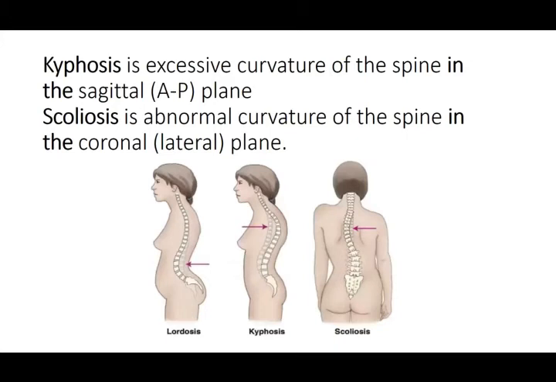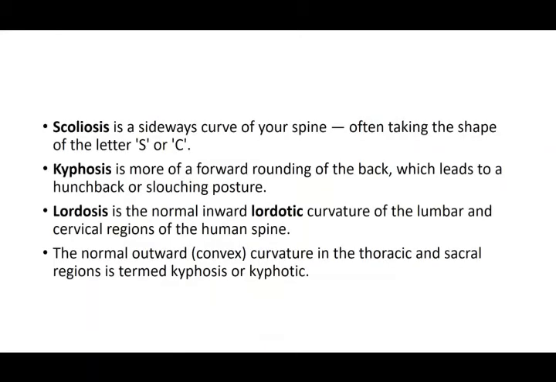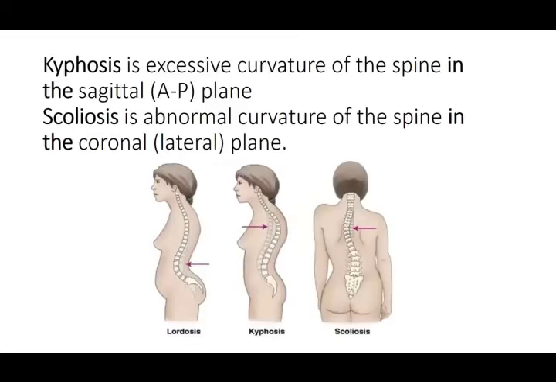kyphosis is excessive curvature of the spine in the sagittal plane. If you see this longitudinally, in the sagittal plane, that is anteroposterior to the body. Scoliosis is curvature of the spine in the lateral one, that is the coronal plane. So kyphosis is the hunchback, posteriorly in the anteroposterior plane. So जिसको आप कुब कहते हैं, that is kyphosis, and scoliosis is side to side, or coronal. If you remember these planes.